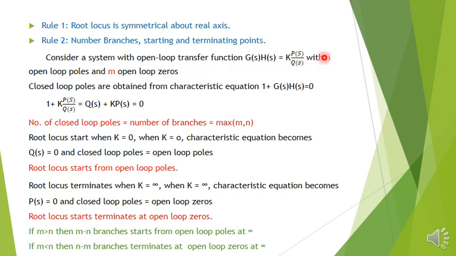Similarly, if m is lesser than n, that is, n is larger, in that case also the number of branches is equal to n, but it has only m terminating points. Where will n minus m branches terminate? So n minus m branches terminate at open loop zeros at infinity.